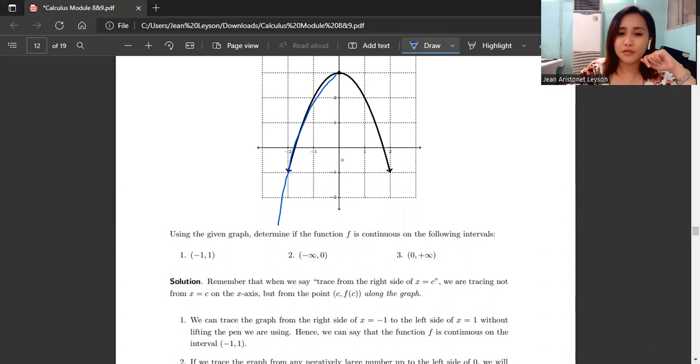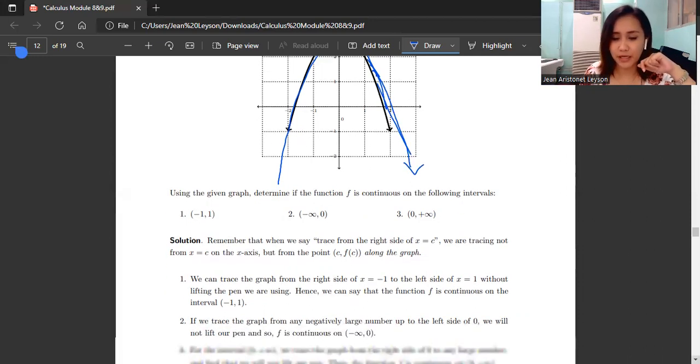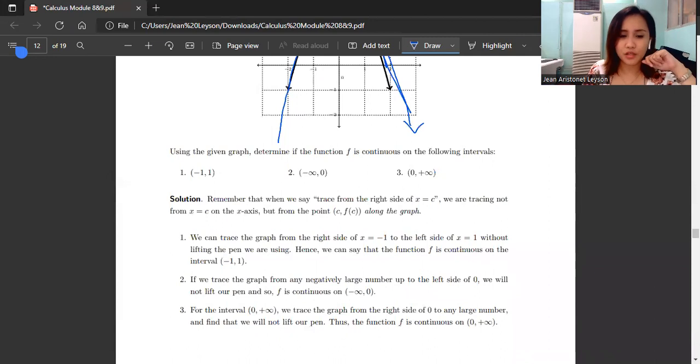And lastly, from 0 going to positive infinity, we need not lift our pen as well. So for the second interval, from negative infinity to 0, f is continuous. Also for the interval 0 to positive infinity, the function is also continuous.